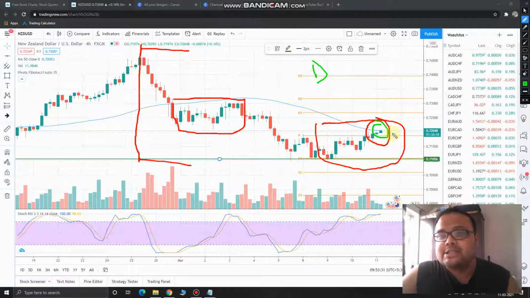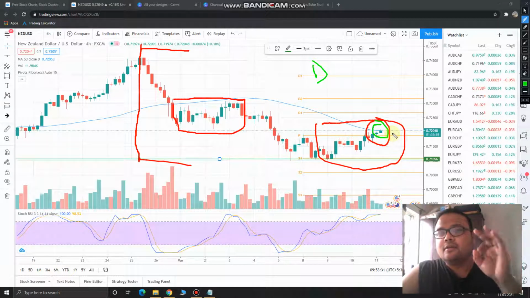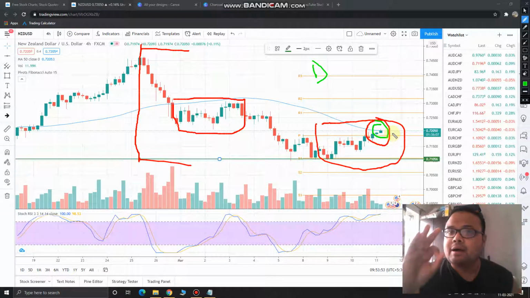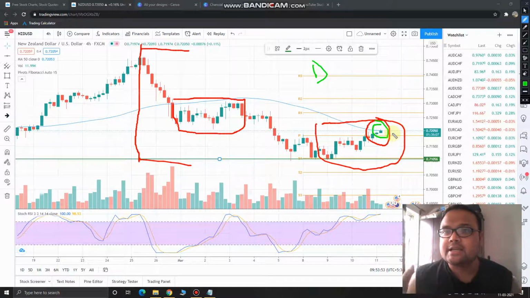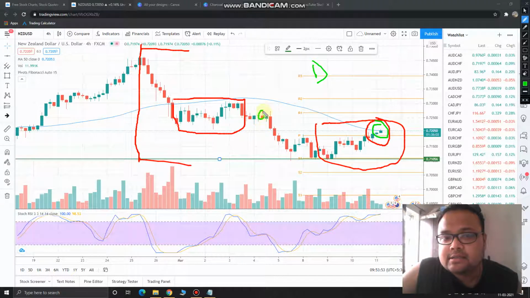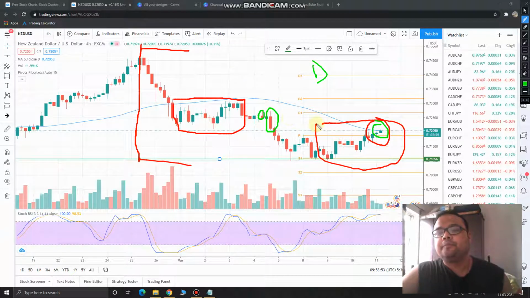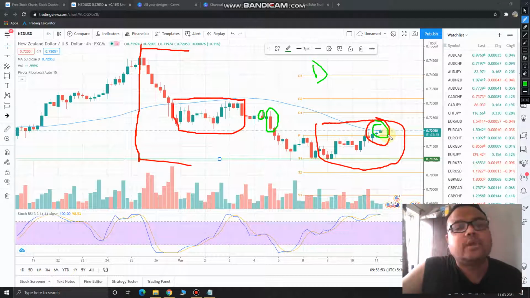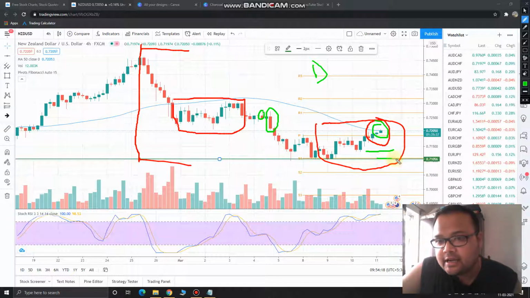Just wait for the market to get some price rejection. Let the market face some resistance on the 50 moving average. If you see some price rejection from above, like this or like this, then we'll understand that the 50 moving average is still acting as a resistance for the market. In that case, we can short the market. Your first target will be this and your second target will be this.